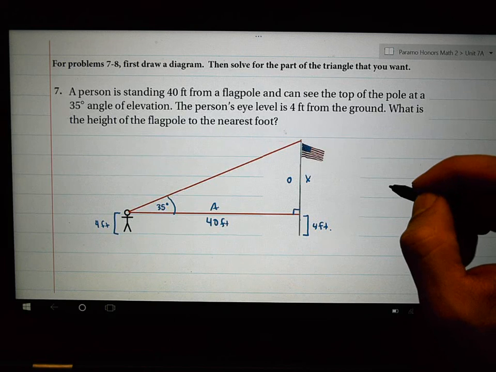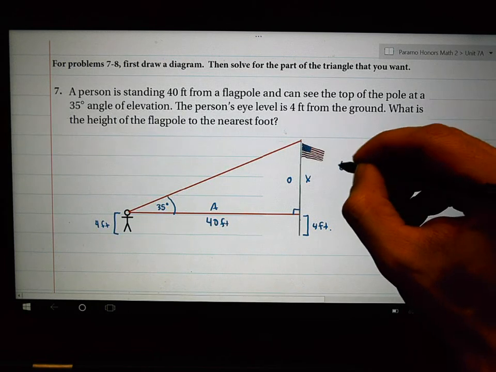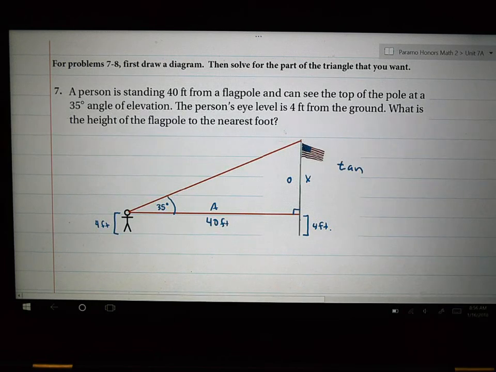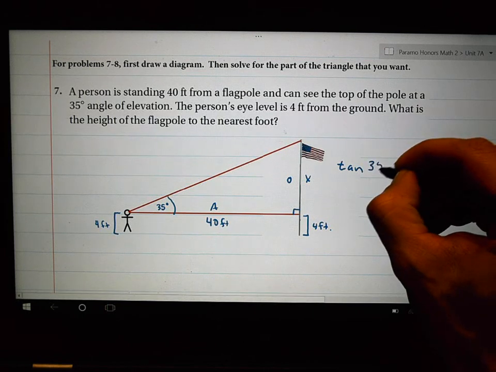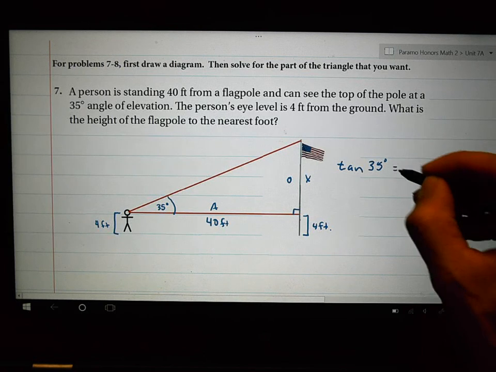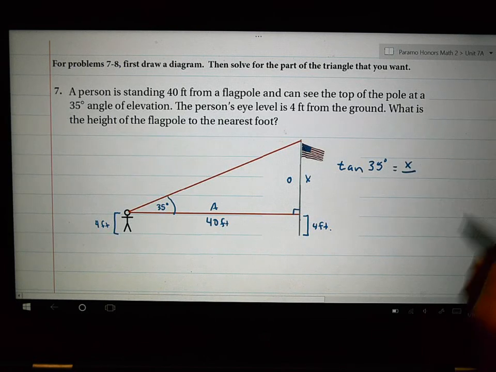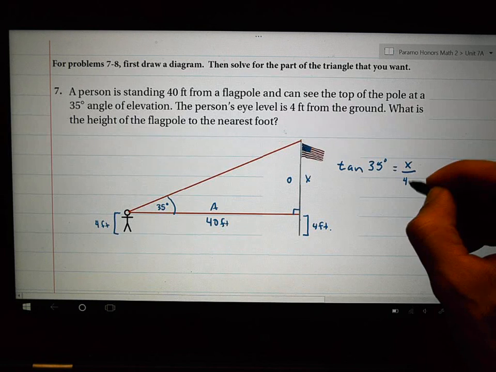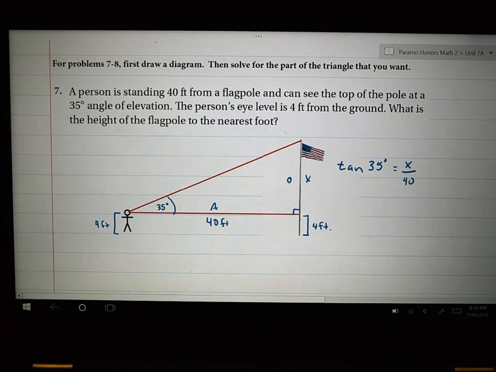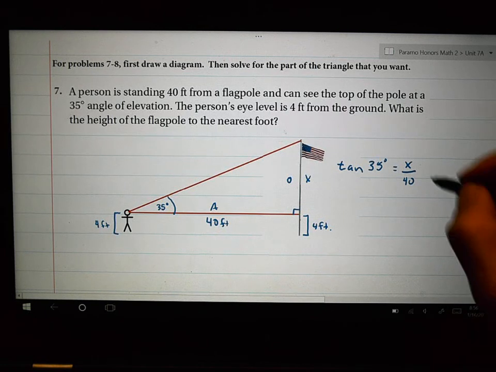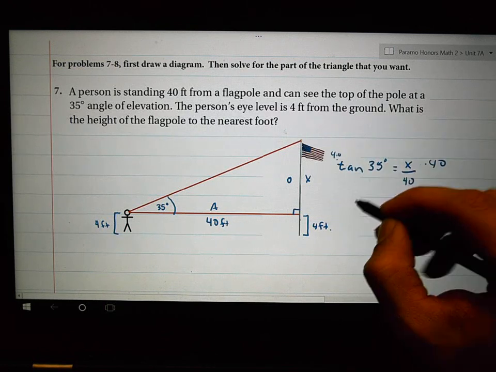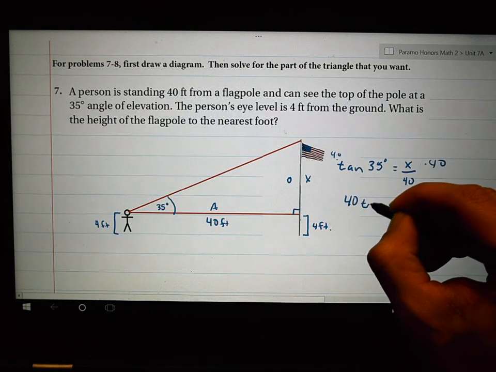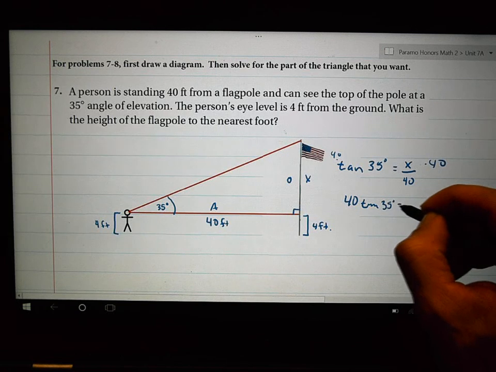I heard several of you say tangent. Good. I would recommend tangent of what angle? Don't forget the angle. Tangent of 35 degrees is equal to the opposite, we'll call it x, over the adjacent, which is 40. That's really not what we're looking for. I'm going to figure out what x is. I'm going to times by 40 and times by 40. And I have 40 tangent of 35 degrees equals x.